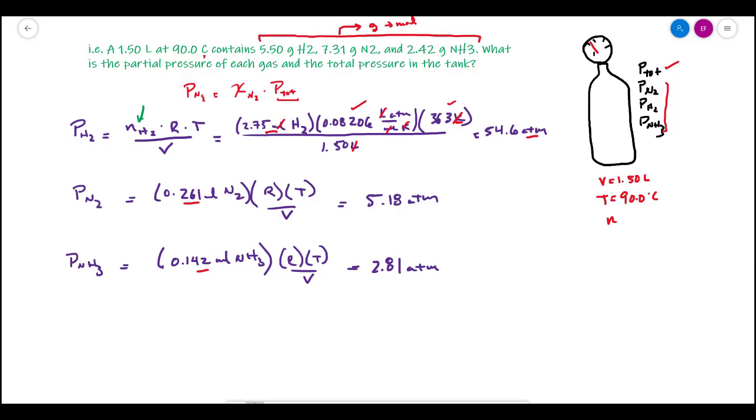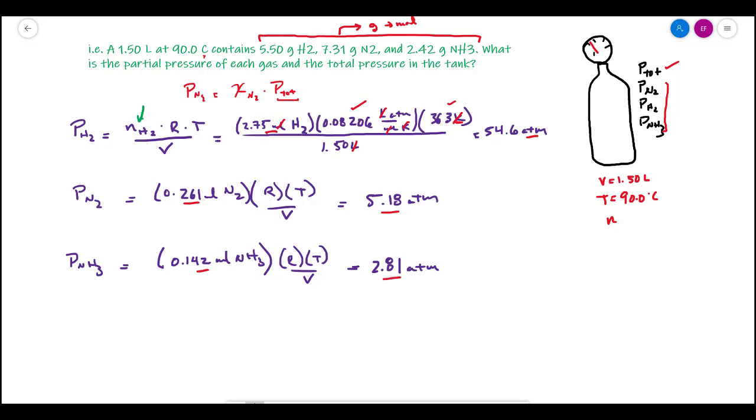So liters, and we're left with just atmospheres in our gas constant. That gives us 54.6 atmospheres, which is just the pressure being exerted from hydrogen gas in that tank alone, so that's exclusive of all the other stuff. Do the same thing for nitrogen. I just left this as RT over V since it's the same as the first expression. I didn't write it out again, but the number of moles is here. It gives us 5.18. Do the same thing for ammonia. You get 2.81. So that's the first part of the question.